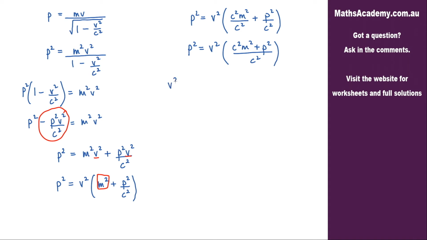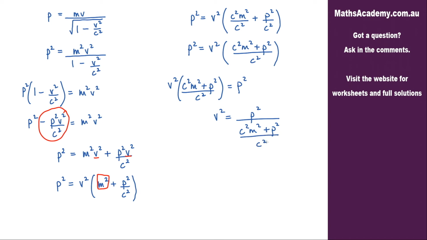The next thing I'm going to do is just flip the whole thing over. So v squared and then bracket c squared m squared plus p squared over c squared is equal to p squared. Now I'm going to eliminate this bracket here. So I'm going to divide both sides by that bracket. So we'll get v squared is equal to p squared, and that is divided by c squared m squared plus p squared, and that is over c squared.